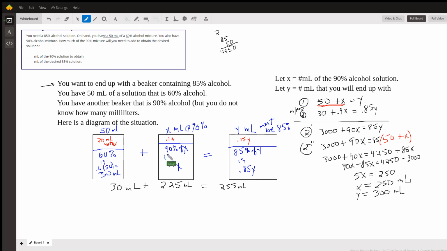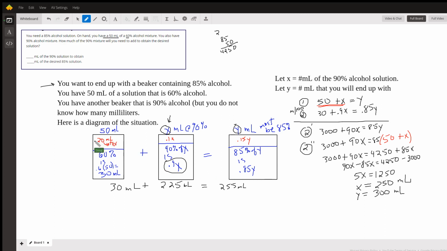We don't know how many milliliters we have of this 90% solution, so we're going to let X represent how many milliliters are in this second beaker that contains 90% alcohol. So 90% of X, 0.9X, represents the amount of alcohol in this beaker. If there's 100 milliliters in this beaker, then 90% of that would be 90 milliliters. We just don't know what X is. And we want to end up with, well, we don't know how many milliliters we're going to end up with, but however many it is, Y milliliters, we want 85% of it to be alcohol.